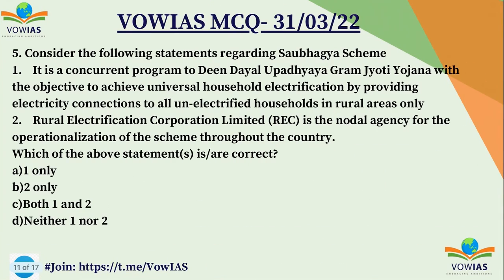Now let's look at the next question, the fifth question. Consider the following statements regarding the Saubhagya scheme. First one, it is a concurrent program to Deen Dayal Upadhyay Gram Jyoti Yojana with the objective to achieve universal household electrification by providing electricity connection to all unelectrified households in rural areas only. Second, the Rural Electrification Corporation Limited is the nodal agency for operationalization of the scheme throughout the country. We have to choose the correct option. A, 1 only, B, 2 only, C, both 1 and 2, and D, neither 1 nor 2. And the correct option is B, 2 only.